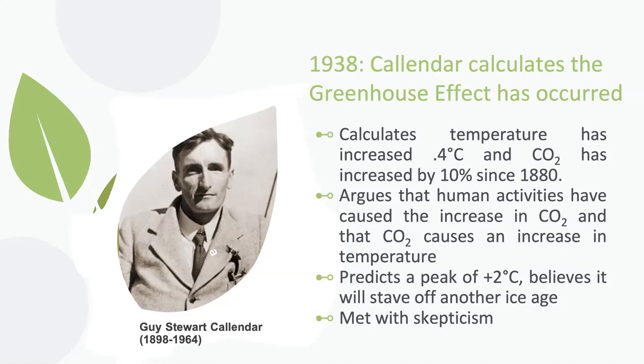Guy Callendar calculates, based on what he's observed in the record, that by 1938 the temperature has already increased by about a full degree Fahrenheit, and that carbon dioxide has increased about 10% in that time. He calculates that a good amount of this has been produced by human activities, and that there will be maybe a peak of about 2 degrees centigrade, about 5 Fahrenheit, which he thinks will stop there from being another ice age. Interestingly, 2 degrees is what the Paris Agreement, which we'll discuss in a later lesson, is hoping to keep the temperature limited to. Met with skepticism.